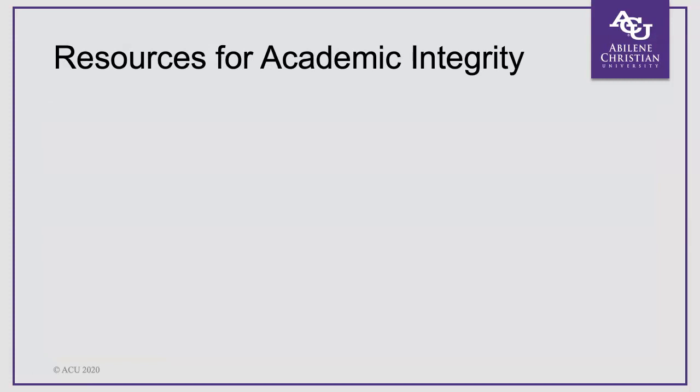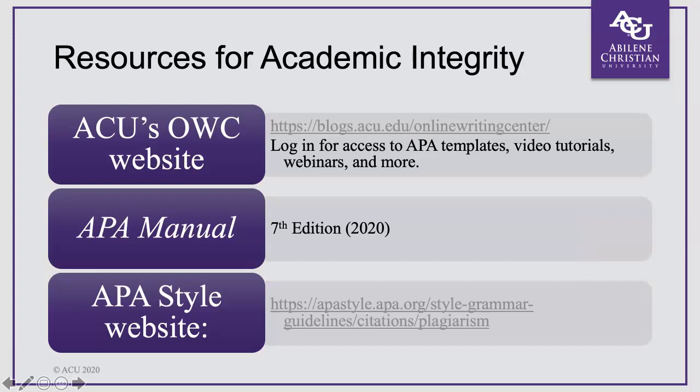You have many resources available to you for continuing to avoid plagiarism. Our online Writing Center website is available to all ACU Dallas students. Just log in for access to our APA templates, video tutorials about source integration, and webinars on scholarly writing. You should also use the APA manual, or the citation style that is required, to properly cite any sources in your paper. The APA style website contains helpful information about plagiarism, in-text citations, reference entries, and more.